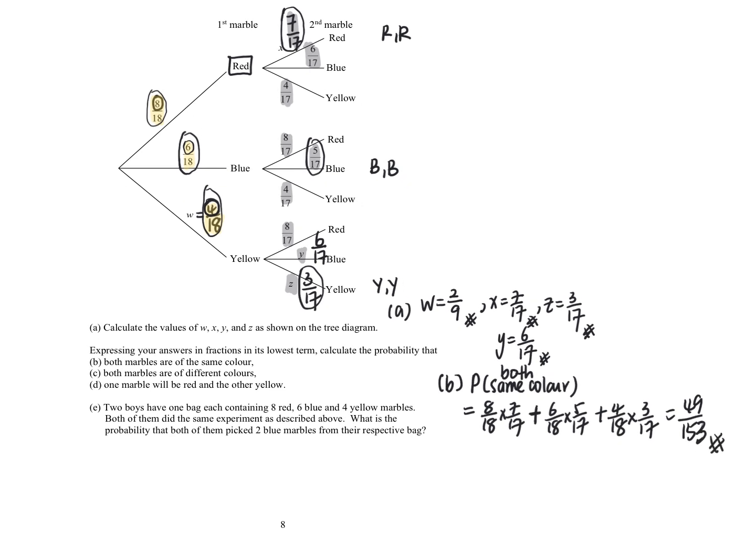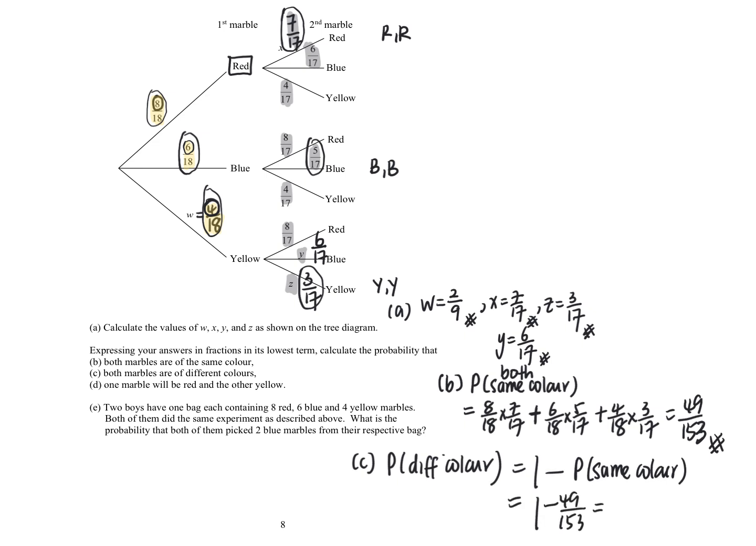Okay, so this is part B. I want both marbles different color. How can I get the answer? Is there a quick way? Okay, so different color means I want one whole minus all the same color. So just use all the outcomes, take away the same color. So you have 104 out of 153 outcomes.